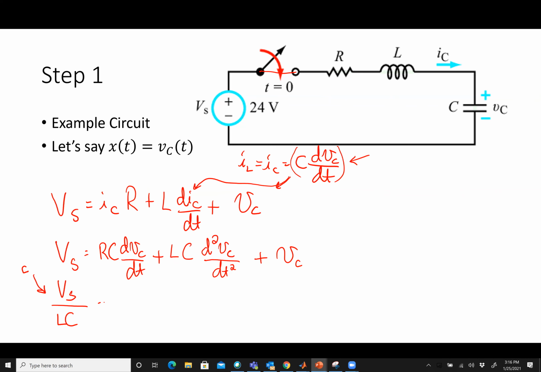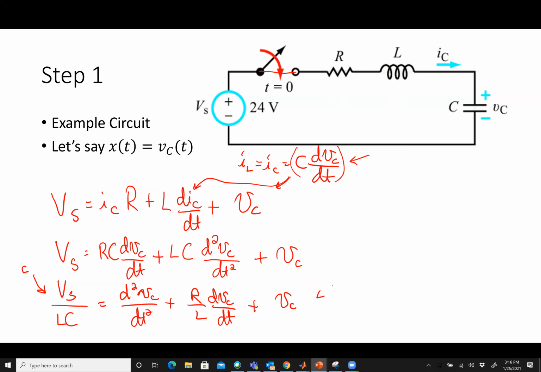Okay, equals d squared Vc dt squared plus R over L dVc dt. Where are you saying the whole left side is that little c? Vs over LC, that's all little c? It is, yeah. Oh, okay.